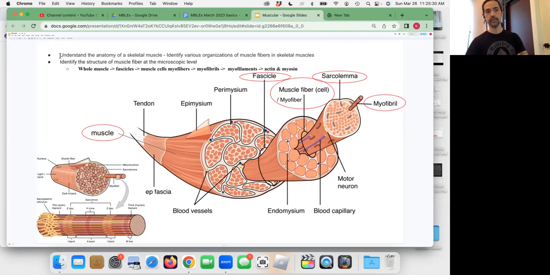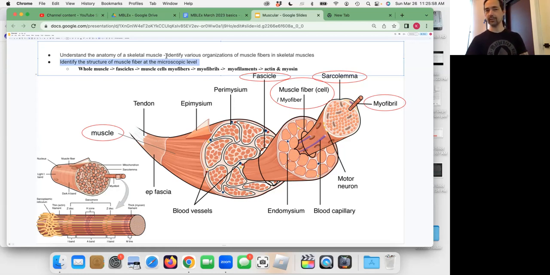One of your study goals is to understand the anatomy of a skeletal muscle, and they ask you that twice. They say, identify various organizations of muscle fibers in skeletal muscles, and they say, identify the structure of muscle fiber at the microscopic level. I think when they say microscopic level, what they mean is breaking the muscle down into what it contains: fascicles, myofibers, myofibrils, actin, and myosin.